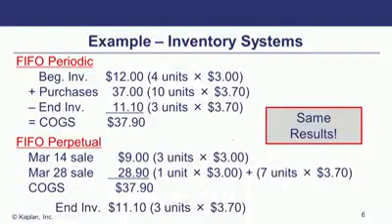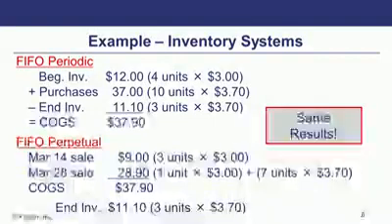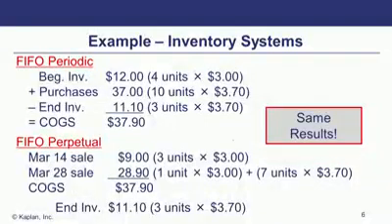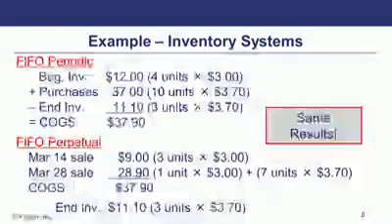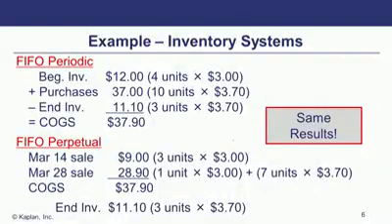So in other words, we're going to value them at $3.70 each. So 3 units at $3.70 gives us ending inventory of $11.10. Let's total up our cost of goods sold. Beginning inventory 12 plus purchases 37, taking us to 49, less ending inventory of 11.10, bringing us down to 37.90. Now let's have a look at the perpetual method.